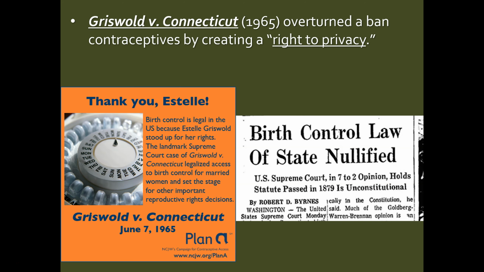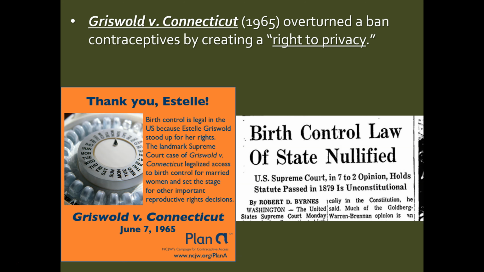All right, 1965, we're going to look now at something called Griswold versus Connecticut. And what this court case does is it overturns a ban on contraceptives. Now, this is going to be a court case that's going to lead directly to the famous Roe v. Wade case, which is going to allow abortions later. So this is a very important case in that direction.